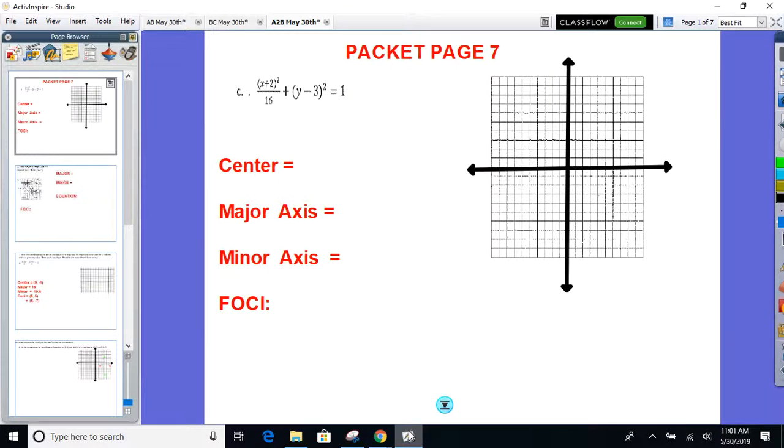Okay, there's the equation on part C, packet page 7. Center. How do I get the center from there? I'm just making sure we can do all the basics here before I go on to today's. I just changed the signs of what's inside the parentheses, so hopefully you guys have -2, 3.